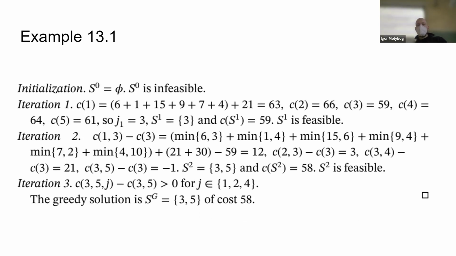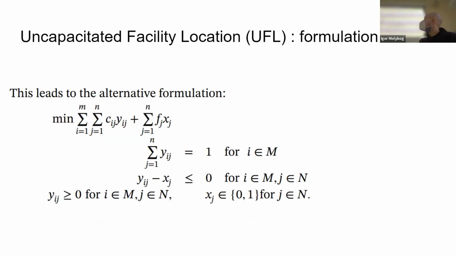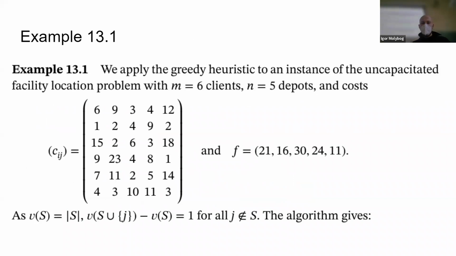Okay, so initialization. S0 is the empty set, which is an infeasible set, but we need to start somewhere, so we will take that. Then our cost function is going to be the original cost function. So it's the summation over Cij's of fj's.